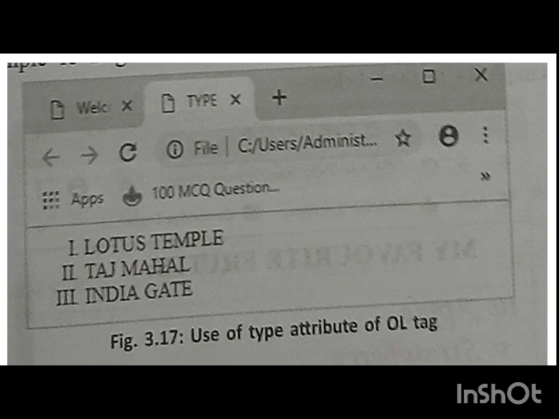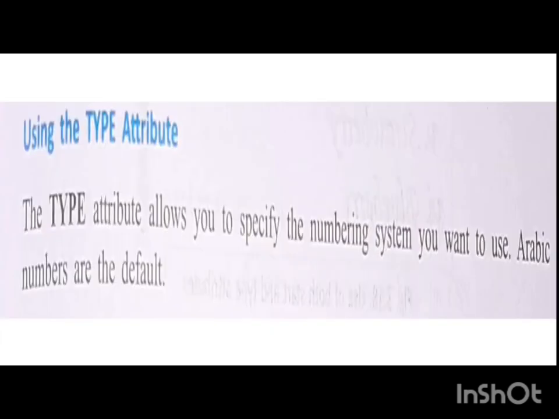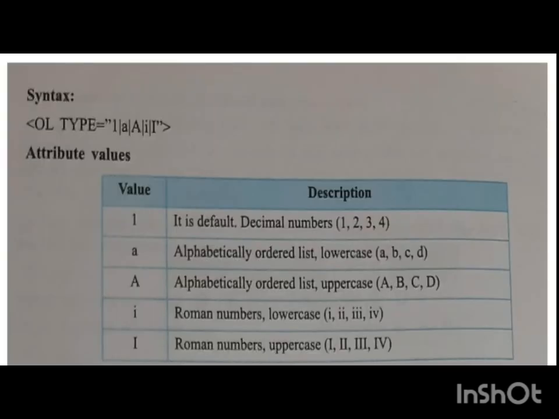But in this also we can give from where to start. Suppose I want to start from third, then I will write start 3. So 3 means third, fourth and fifth, it will come like this. Now using the type attribute, under the type we have various options. We can start with 1 2 3 4, A B C D, first second third, capital, small, all can be used here.